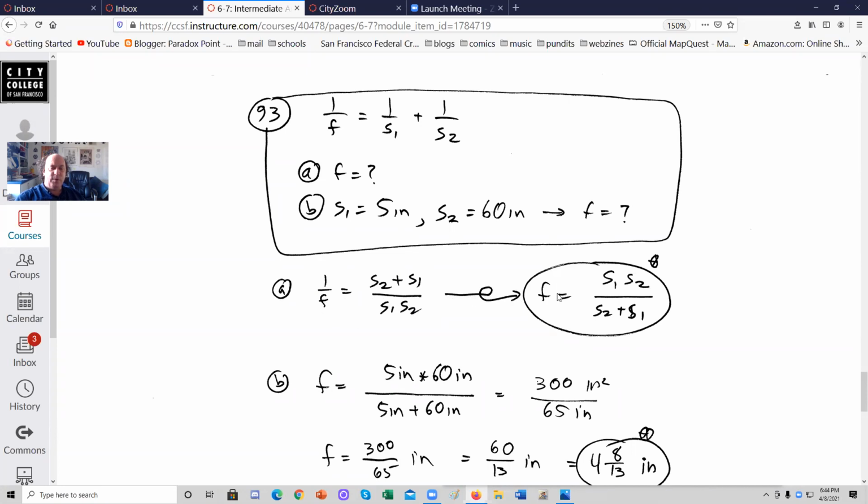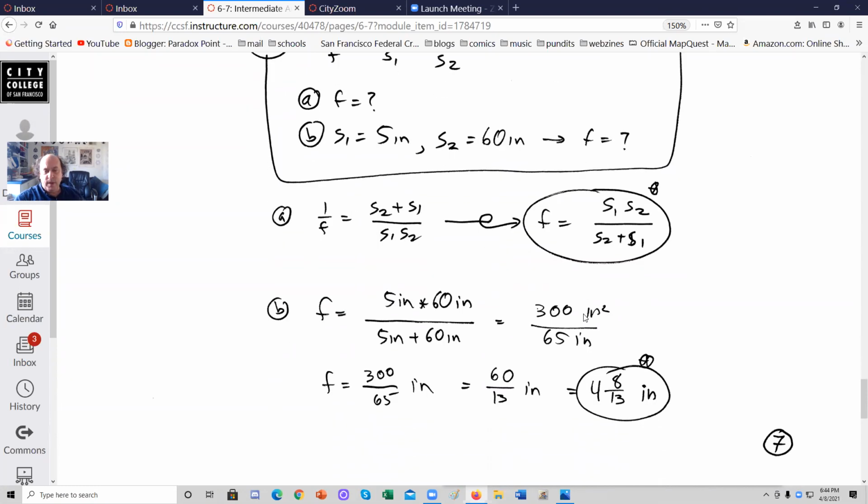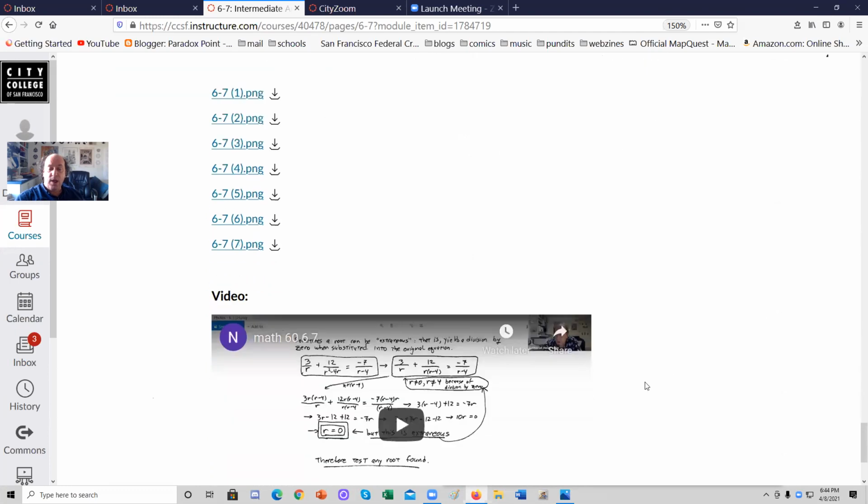So this flips up to an f. This flips up to S1 S2 over S2 plus S1. Product over sum. In particular, if S1 is 5 and S2 is 60, then f is 5 times 60 over 5 plus 60. That's 300 over 65, about 60 thirteenths of an inch. So 4 and 8 thirteenths inches.